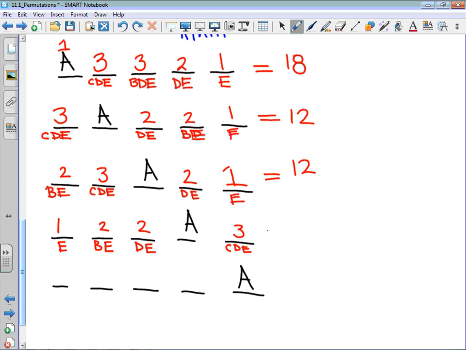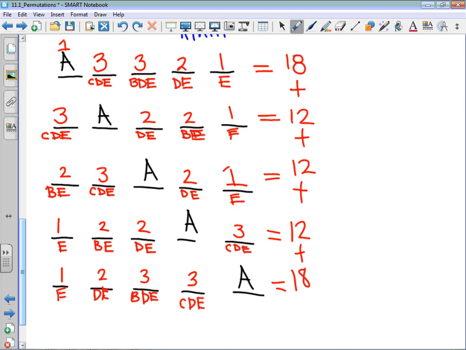The last option, beside A, can be C, D, or E. That's 3 possibilities. A seat away, I could have B, D, or E. That's 3 options again. This is going to be D or E. That's 2 options. And then finally, E would kind of go where he has to. 3 times 3 times 2 times 1 is going to be 18. And remember, I'm doing one of these 5 cases. So I'm going to add those numbers together. 18 plus 18 is 36. 12 plus 12 plus 12 is 36. And what I get is 72 different ways.